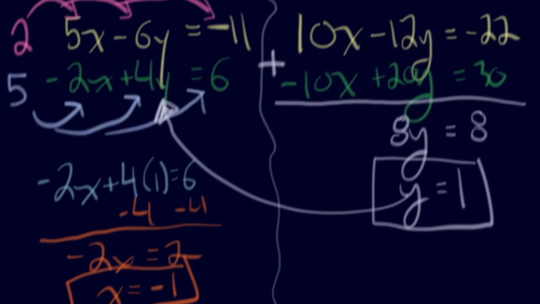Put it all together, and you've got a solution. The solution of this system is negative 1, 1. That's where they both cross. Whoosh. That is solving by elimination. So you've seen the gradual build-up for that. And there you go.